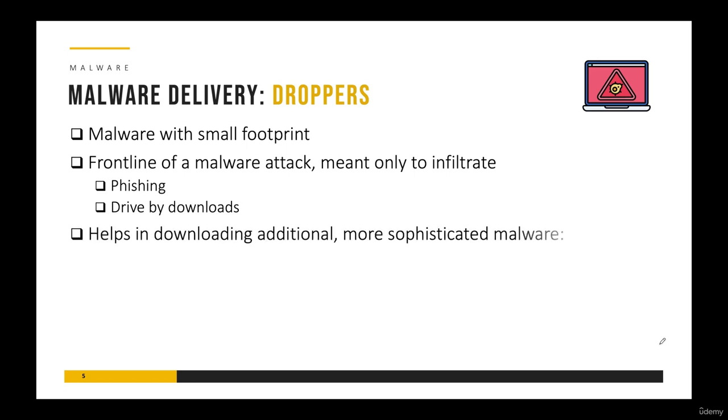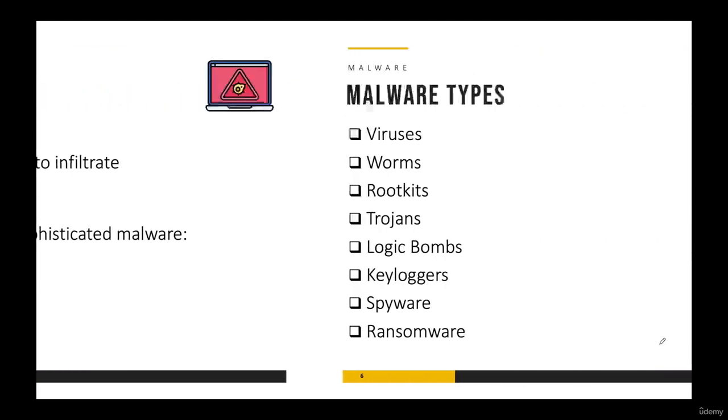And once the dropper is in your system, in your network, it helps in downloading additional, more sophisticated malware. What it does is that it opens a back door, creates a connection to a remote server, and then downloads more sophisticated malware, which then allows the hacker to penetrate further into your system. Droppers sometimes also employ keyloggers in order to capture user information.